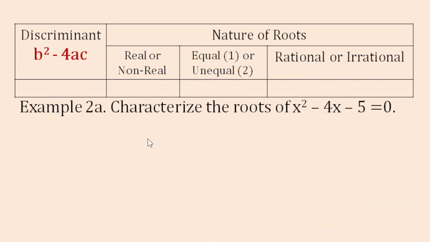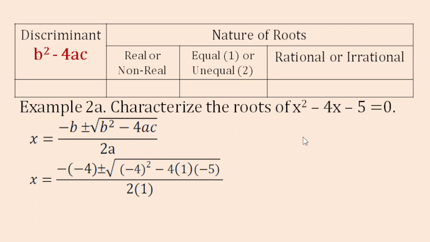Example 2. Characterize the roots of x squared minus 4x minus 5 equals 0. This is our quadratic formula. A here is 1, B is negative 4, C is negative 5. Plugging those values into our formula, we get this. And simplifying furthermore, we have 4 plus and minus square root of 36 all over 2.